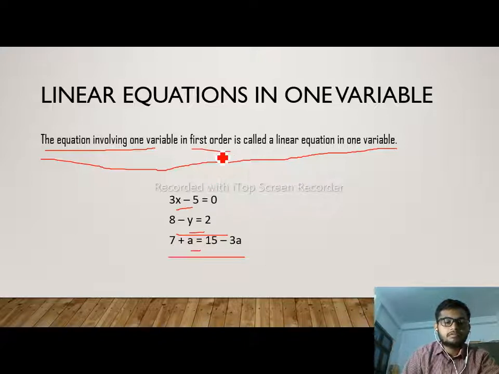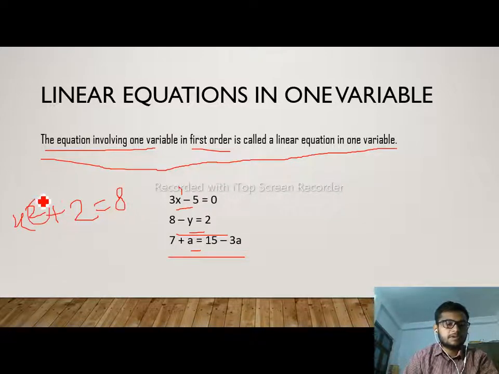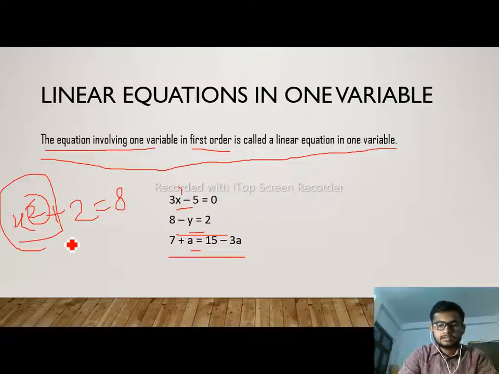of first order. What do you mean by the order? Order means the power of the variable, as the power of the variable here is 1. Okay, what do you mean by second order? Second order means something like x square plus 2 is equal to 8. So the power 2 here makes it second order, so it is an equation of second order.